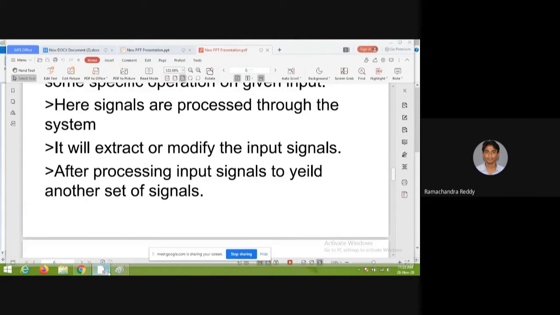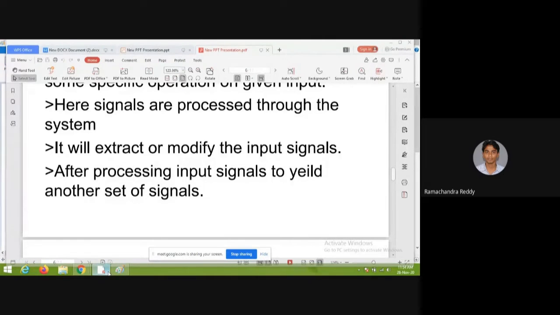What's the meaning over there? Time derivative of the corresponding input signal, or y of t equals integral of x of t dt. So we are performing integration on the applied input, and we get it as output. So here the system is going to perform some specific operation on the input.